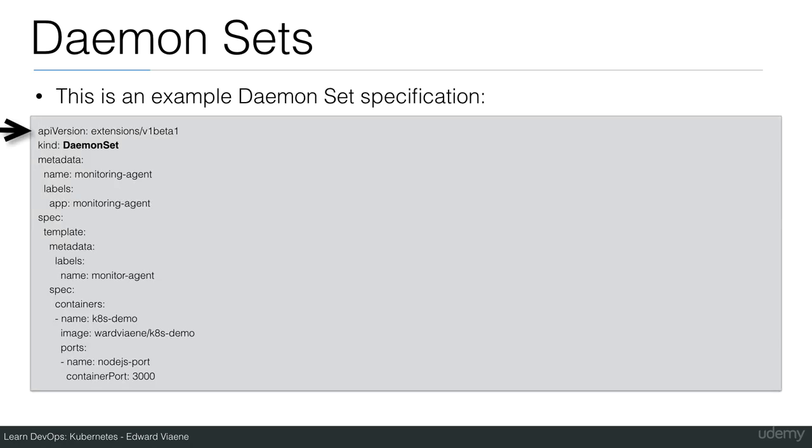So this is an example of a daemon set specification. It's very simple. You're going to use the API version extensions v1 beta, and the kind is daemon set. And all the rest is exactly the same as the previous definitions that we used. You have metadata, and then you have the spec. In the spec, you define a template where you have your pod specification.